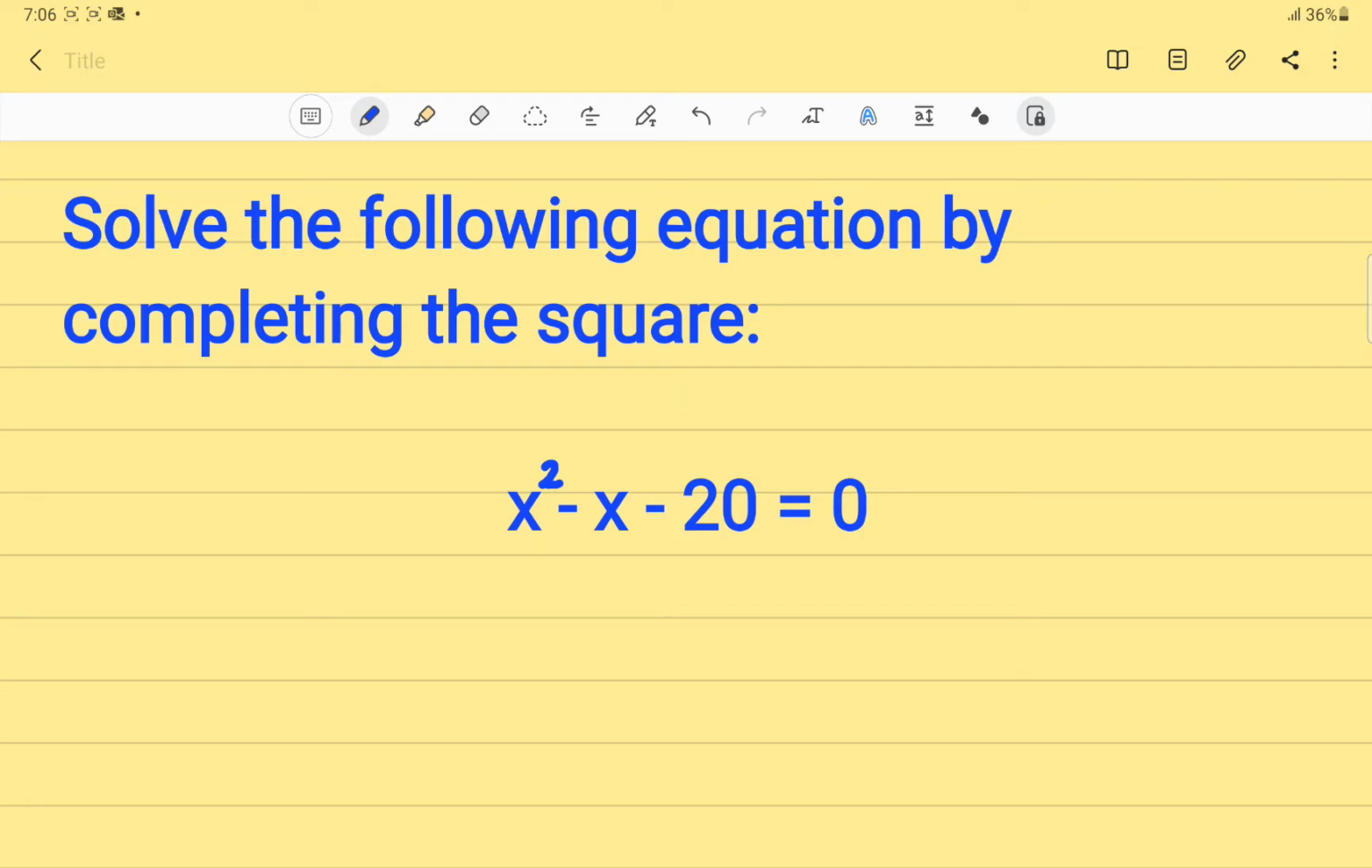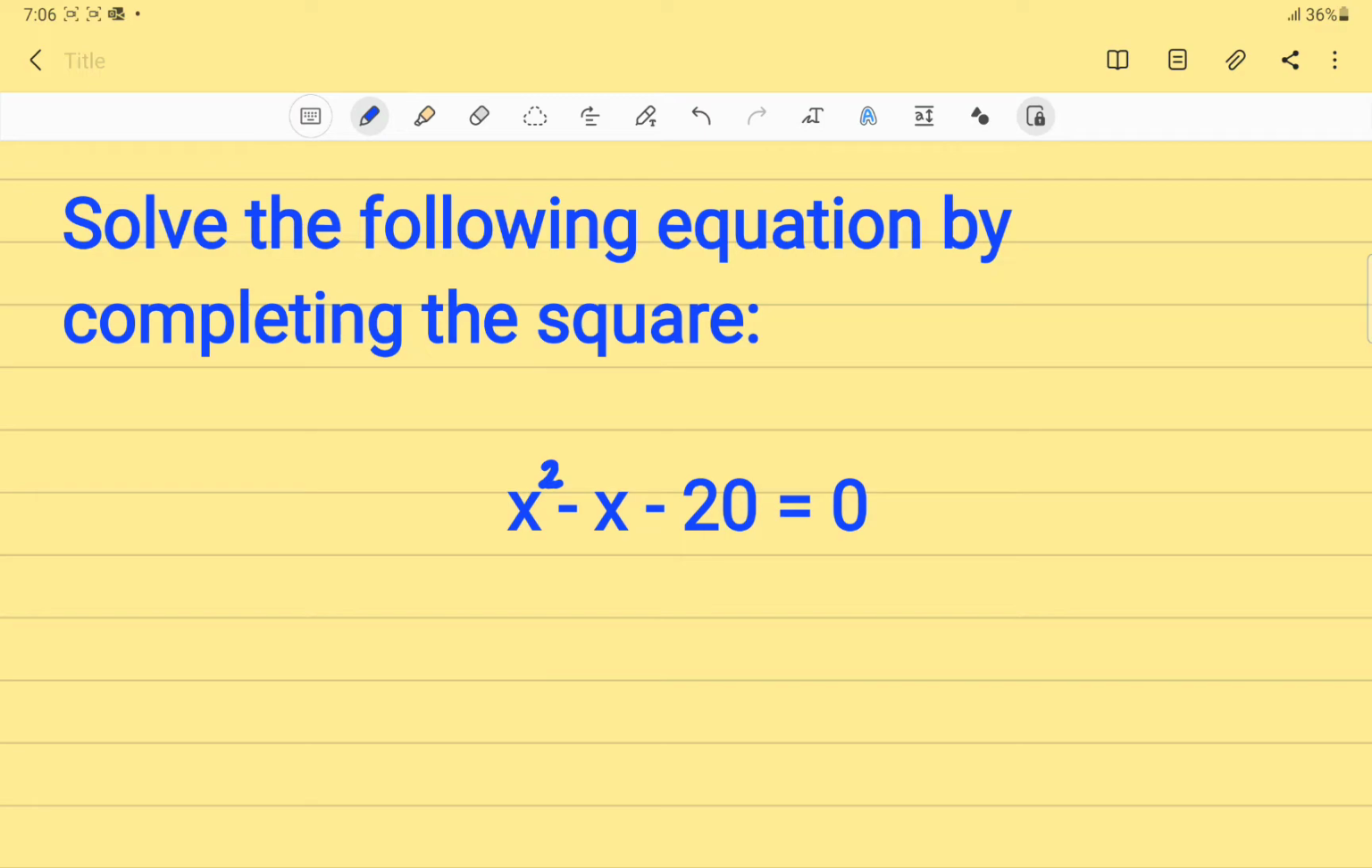In the completing the square method, first of all, we try to separate the terms which are with x and those which are without x. Like we take all the terms which are with x on one side of the equation and those which are without x on the other side. So here we will take 20, which is a term without x, to the right side of the equation.